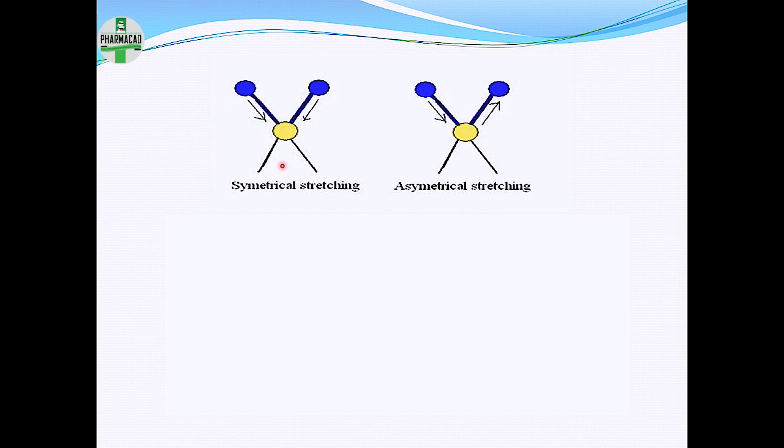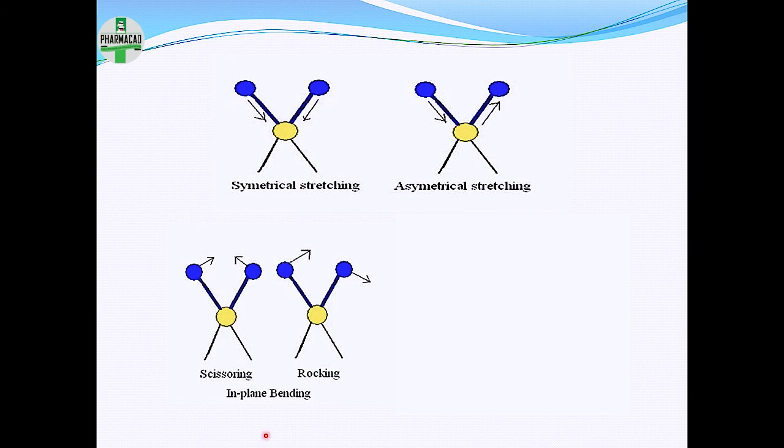So usually in asymmetrical stretch, the length of one bond will decrease while the length of the other bond will increase. So when such type of stretching is occurring, where one bond length is decreasing and the other bond length is increasing, it is termed as asymmetrical stretching.